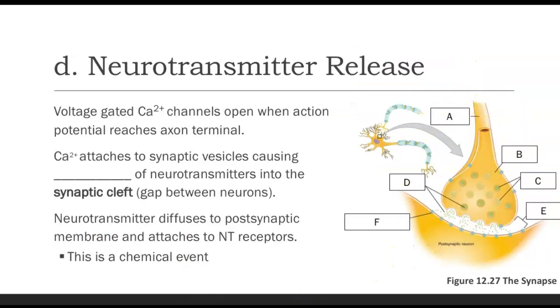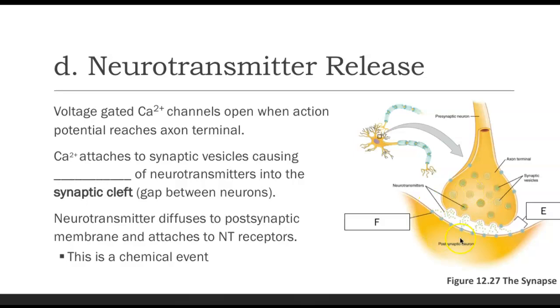So I know this was all labeled in the previous slide, but this is in your guided notes, so make sure to label these. We are going to have an action potential move through this presynaptic neuron and reach the axon terminal. Now, when that happens, we are going to allow calcium-gated channels to open, and calcium will move and bind to these synaptic vesicles, which are going to contain neurotransmitters.